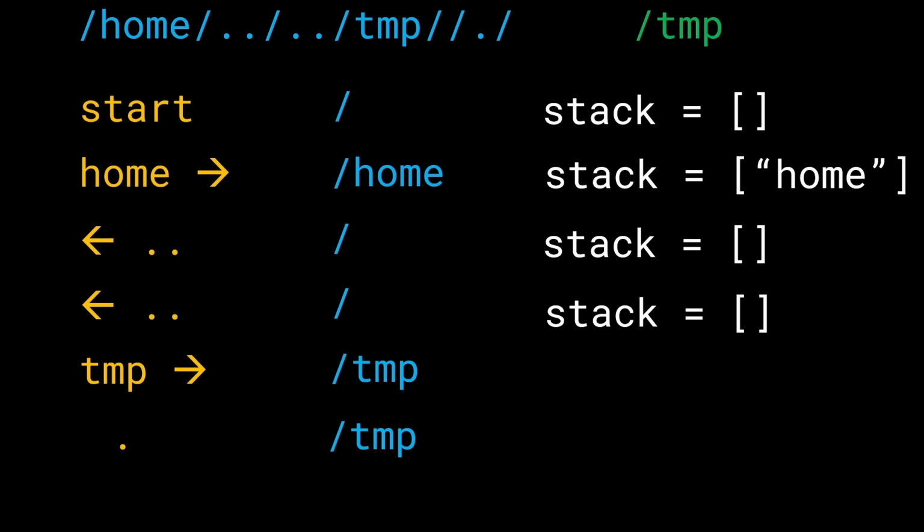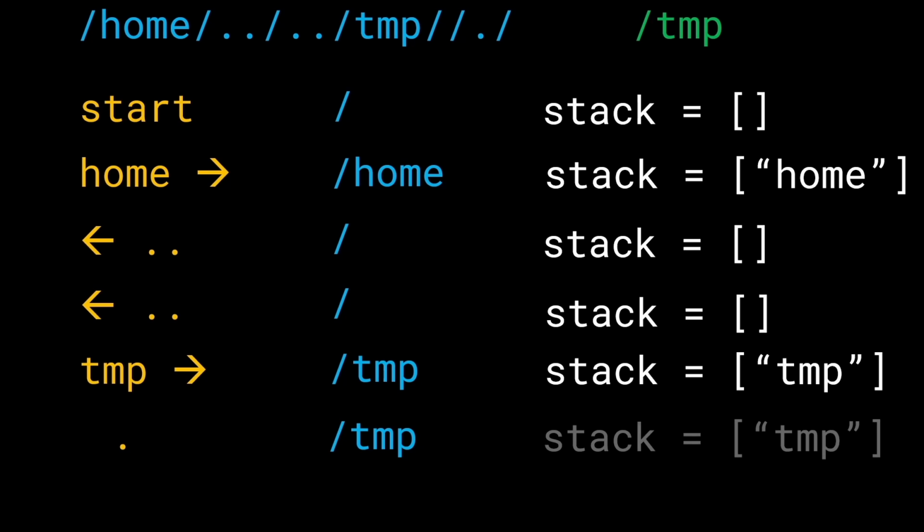Then we have tmp. So what do we do next? This is a directory, so we append it. We push this value on the top of the stack. Now we get a dot. What does that mean? That means whatever directory you are at, stay there. In other words, the stack remains unchanged.